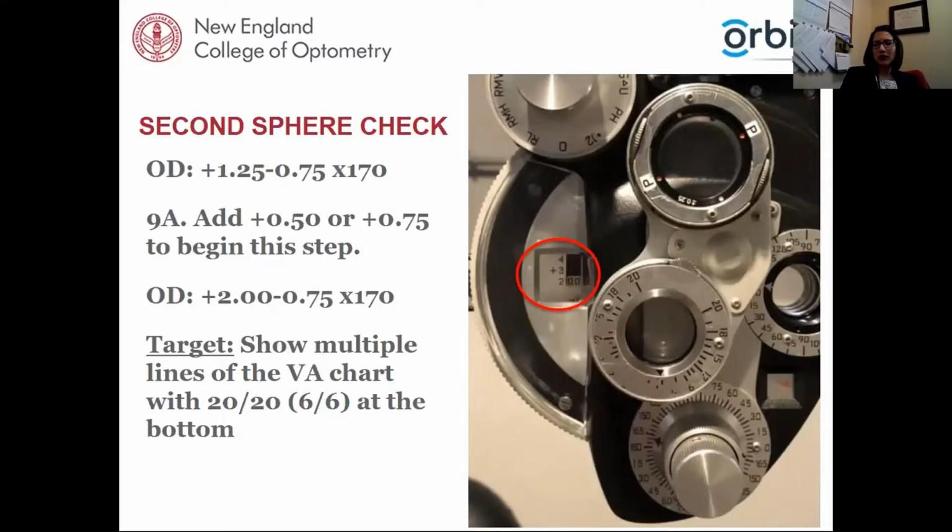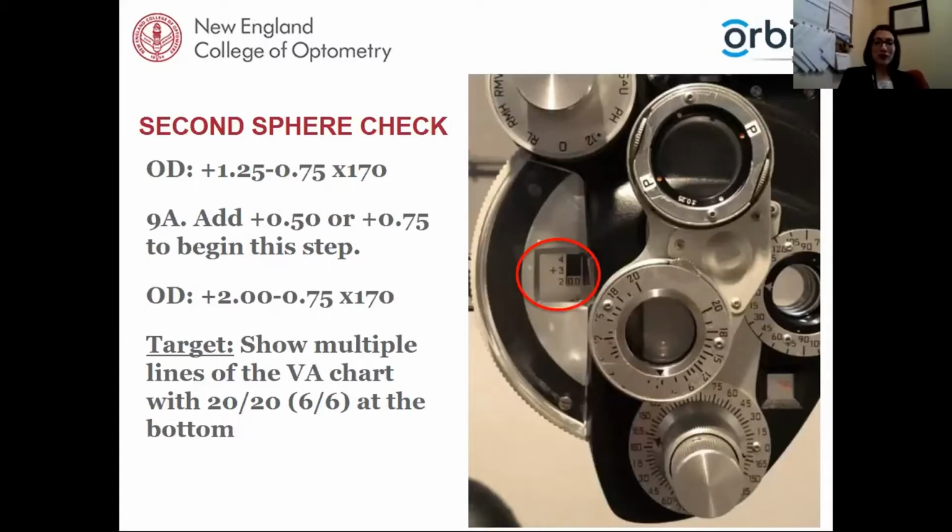It doesn't really matter if you add the 0.5 or 0.75. In this example, I chose the plus 0.75, and so we increased the sphere power from plus 1.25 to plus 2. Remember for JCC, we had isolated that one line above the best vision that we obtained during the initial sphere check. So now the target for the second sphere check is opening up the chart so that there are multiple lines visible. Usually you want the 20/20 line at the bottom. It depends on what your initial best sphere acuity was at that step.